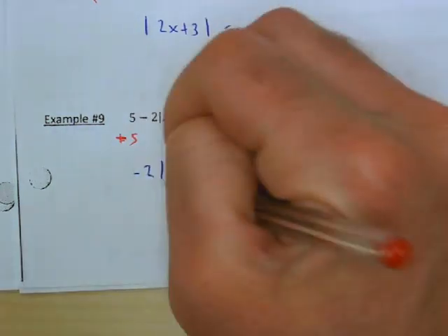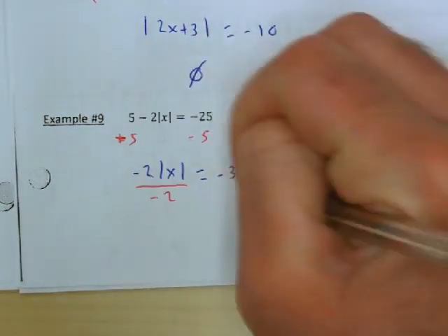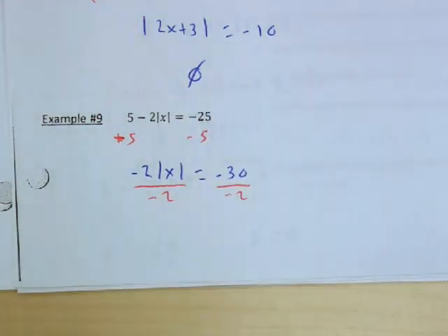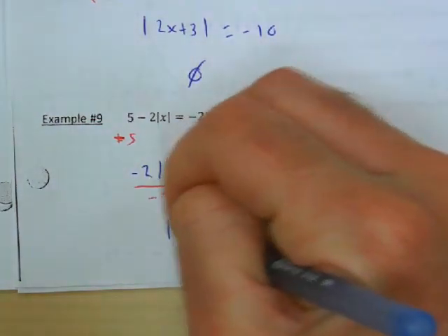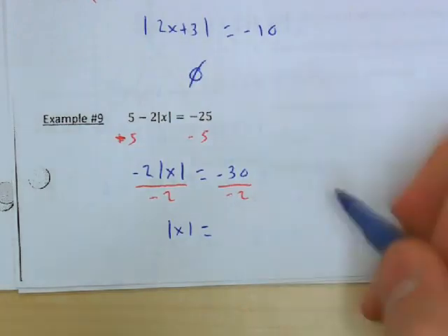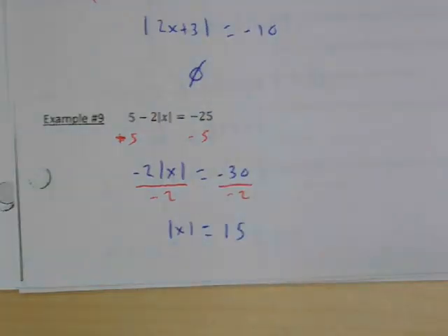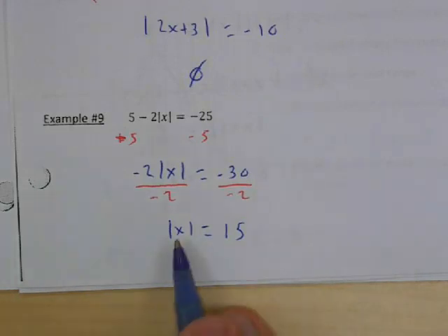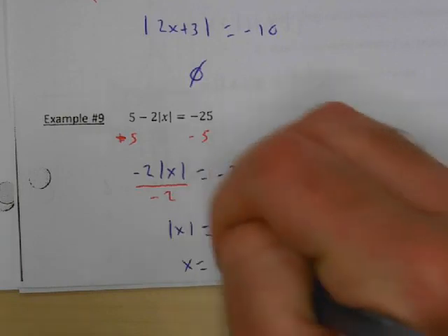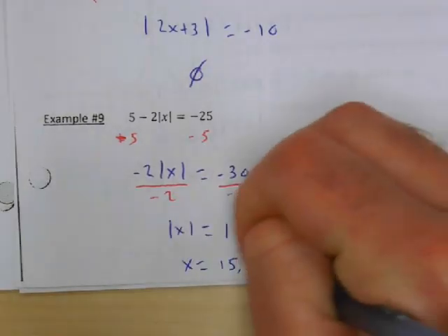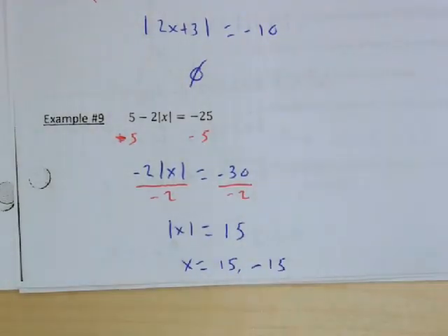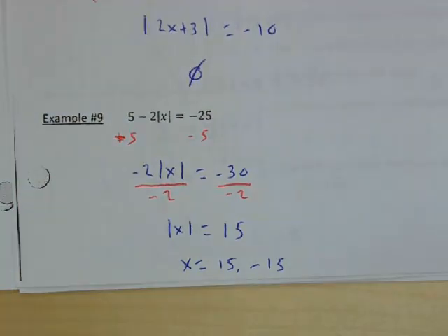And then divide both sides by negative 2. And we get the absolute value of x equals positive 15. So it did become positive, so yeah, we can solve this one. And this one is pretty nice. There's not really any algebra to do. The absolute value of what number equals 15? Well, positive 15 and negative 15. So then that's our last answer, and that wraps up the notes.